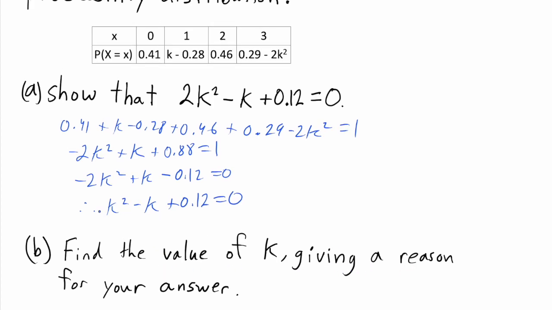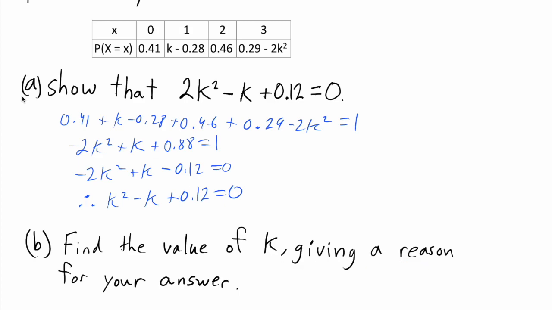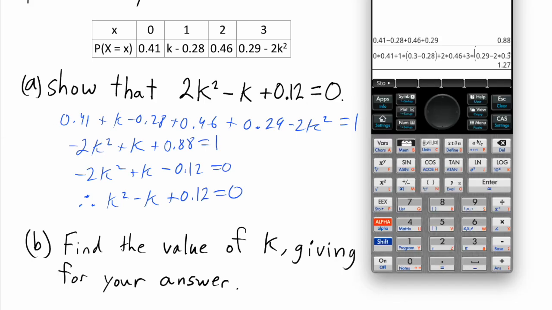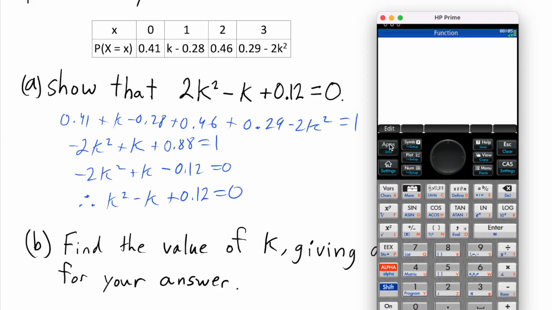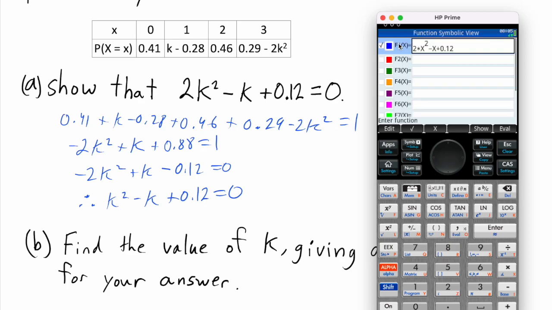A quadratic typically gives you 2 answers, so perhaps one of them doesn't work, and we have to give a reason why. You can solve this with the quadratic formula. I think you can even solve it by factoring, but that's a little bit complicated. Or you can solve it by graphing. So I'm going to graph the function.